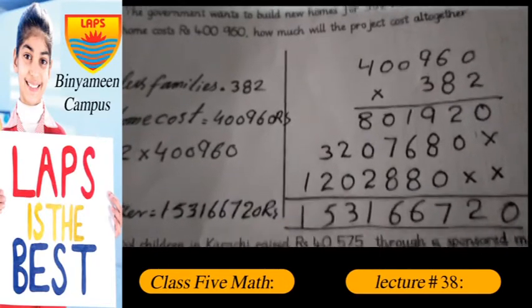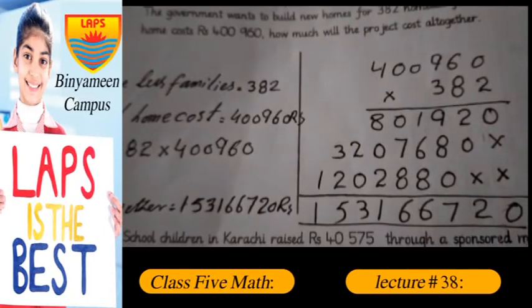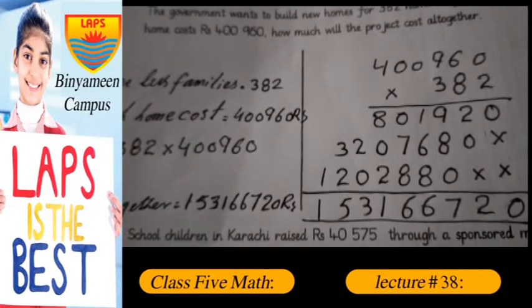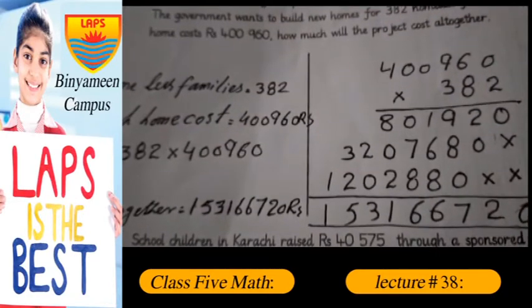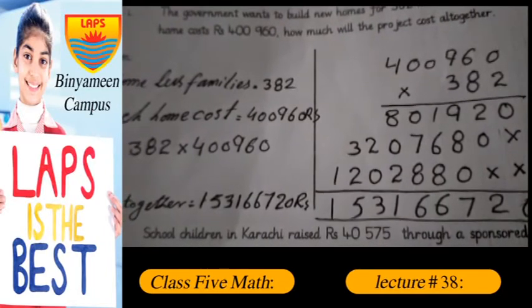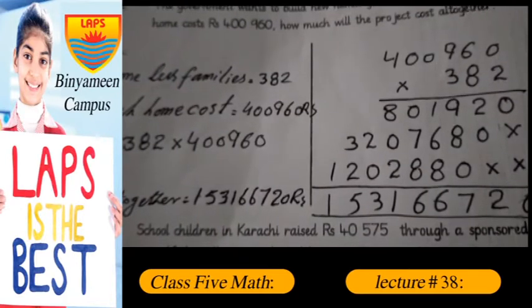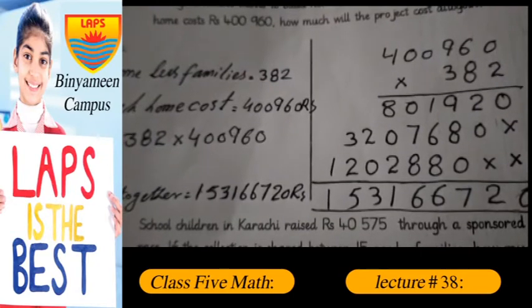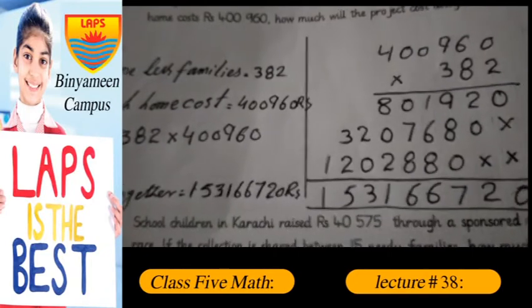Eight zero zero. 8 sixes are 48, 8 carry 4. 8 nines are 72, 6 carry, 4 carry, then 76. 6, 7 carry. 800 place 7, 8 fours are 32.